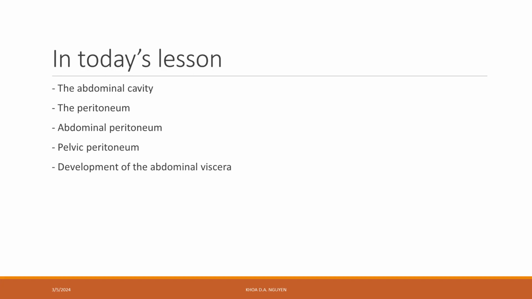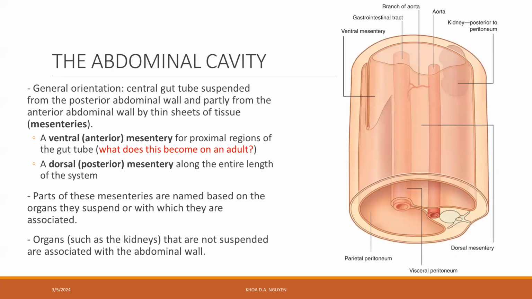And we'll actually skip over most of the development of the abdominal viscera because you will probably learn it in embryology anyway. We will just remind you of some of the more important points about the rotation of the foregut, midgut, and hindgut. All right, so first off, let's go into the abdominal cavity.